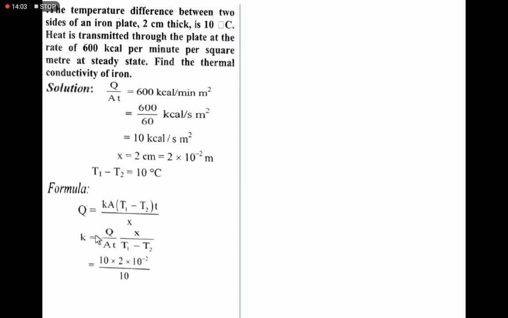This Q by A t is 10 and x is 2 into 10 to the power minus 2. T1 minus T2, the difference in temperature, is 10 degrees Celsius. So 10 cancels, and this becomes 2 into 10 to the power minus 2. K is equal to, so minus 2 is here, we have to shift the decimal point. We'll write 0.02 kilocalories per meter second degrees Celsius. Okay, so this is the problem on the coefficient of thermal conductivity.